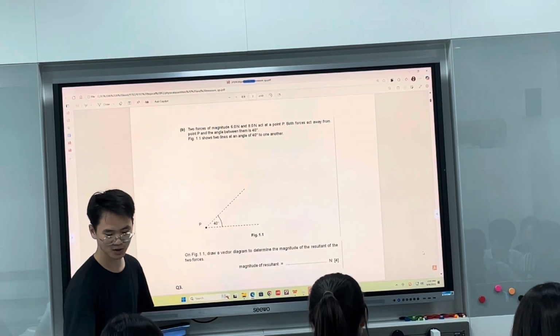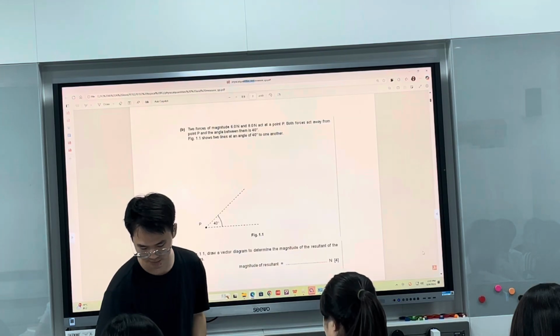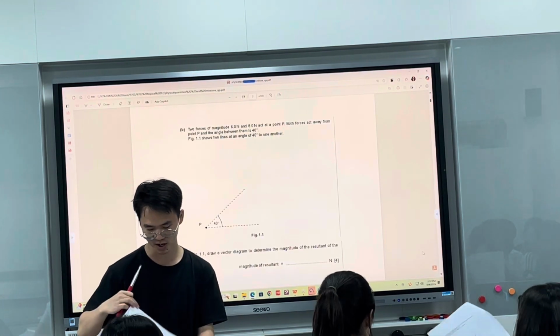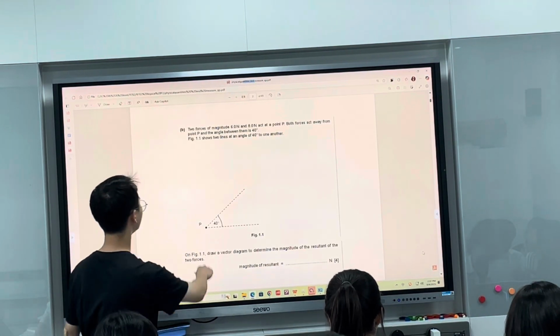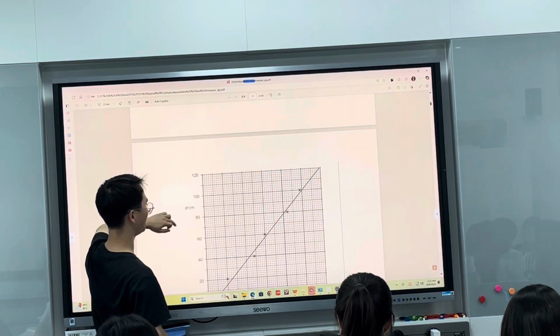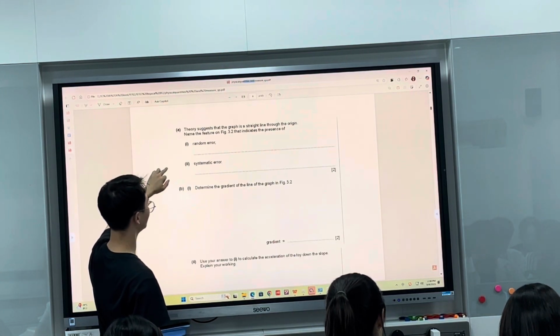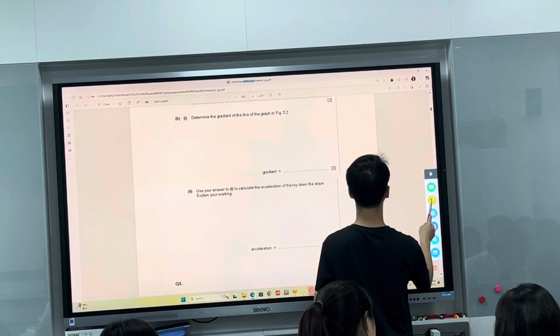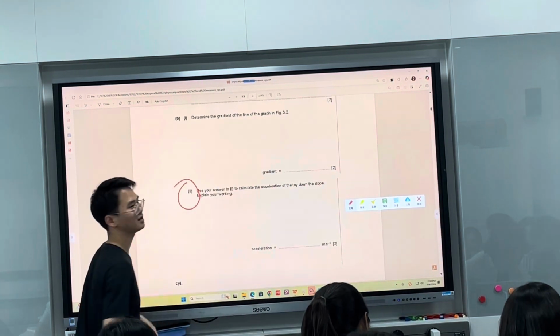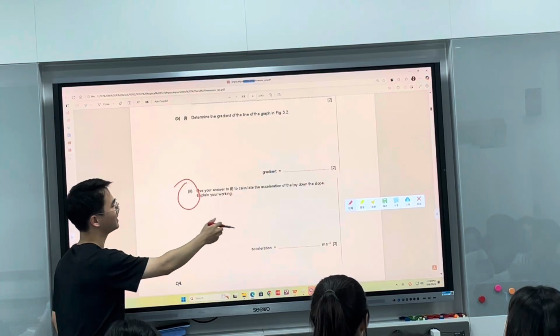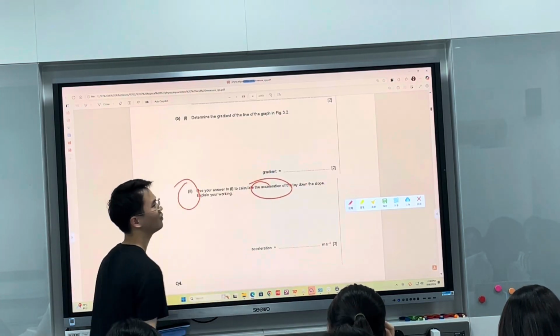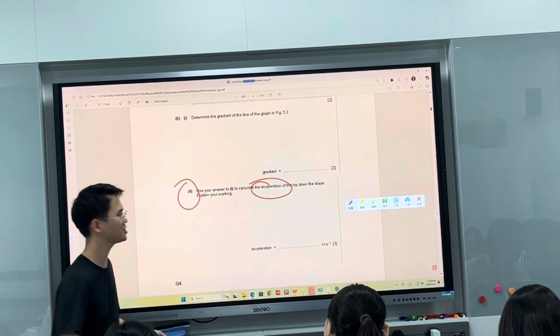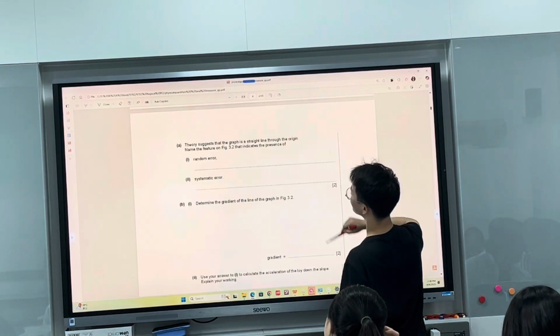Second one, that's mostly common that you got wrong, is the last question, which is on page 4, I think. Yeah. The last one here, most of you got it wrong. A lot of you just directly say the gradient is the acceleration. Well, it is related to acceleration. Let's look at the graph.